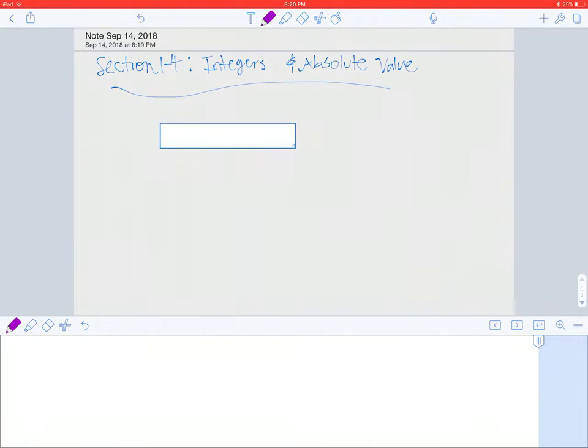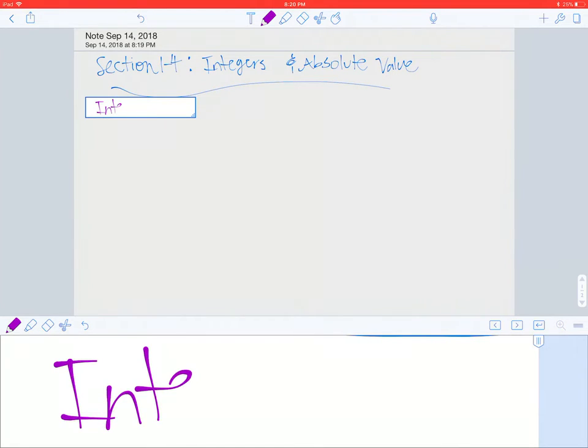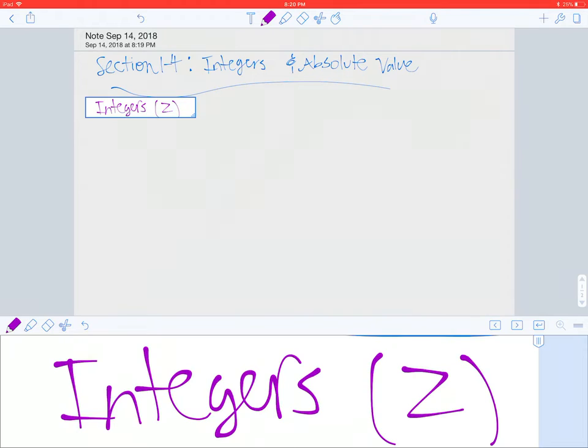Okay, so when we think about integers, what we're actually talking about is the set of all integers, which is formally indicated by the letter Z. It's usually a fancy Z. For brevity's sake, we're not going to talk about that yet.